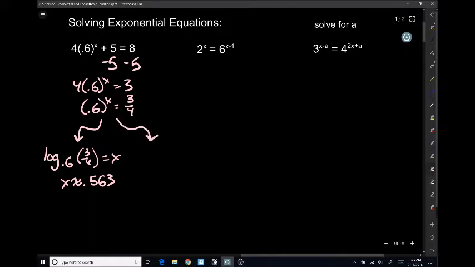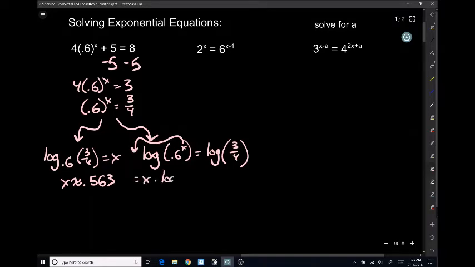The other option, and this is the way this is more frequently taught, is to take a log of both sides. So we have the log of 0.6 to the x equals a log of 3/4. If I take a log of both sides, I can now pull this power out in front. That's one of our properties. So we get x times the log of 0.6. This isn't base 0.6, this is base 10. Okay, I did a log of base 10 of both sides. We do base 10 because it's in our calculator.